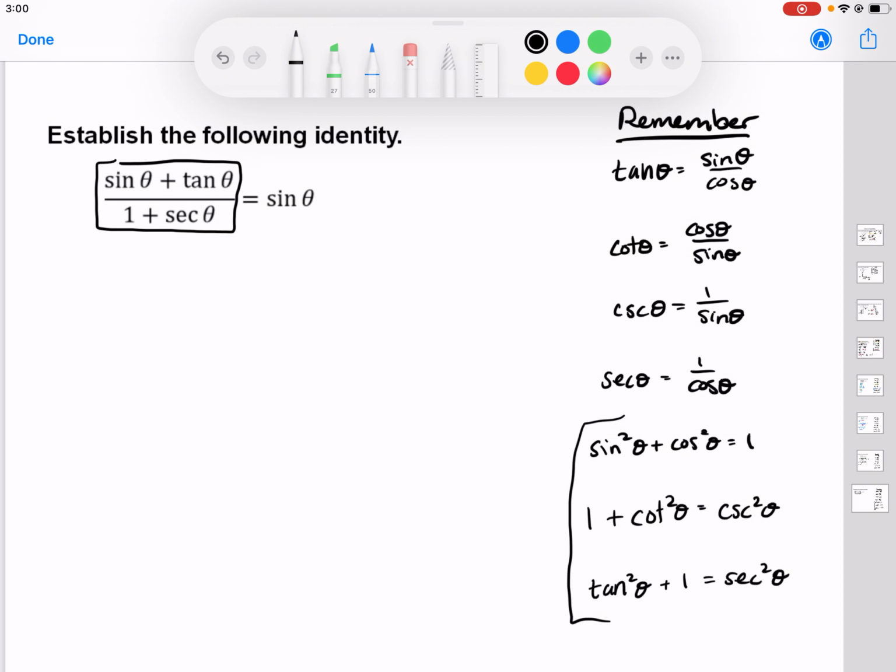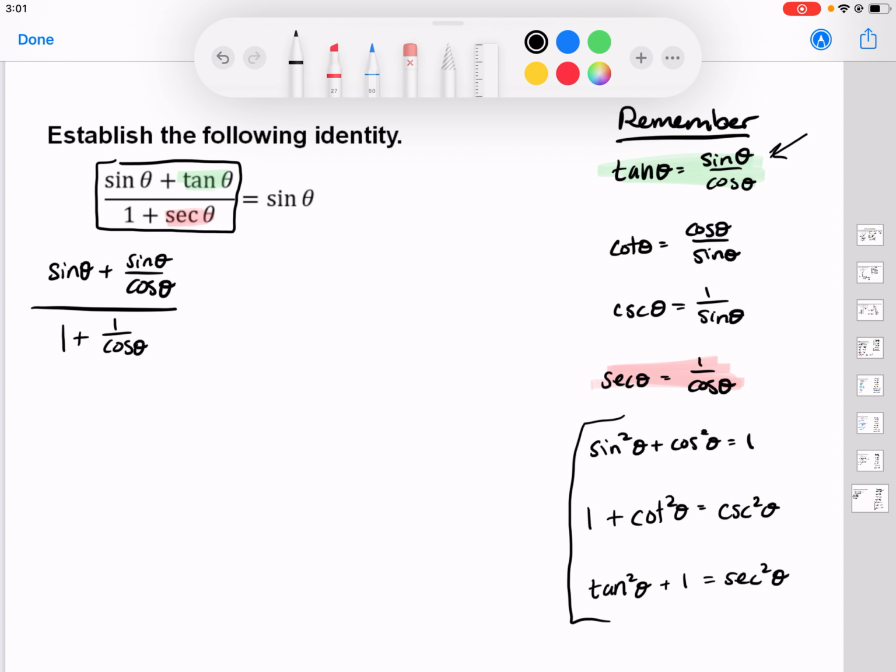It's pretty fun. So one thing I often do is if I see a tangent anywhere and it's not squared, I'll often switch it to sine over cosine. This is going to be like a fraction and a fraction. It'll look nasty, but it's going to be fine. So we got sine of theta plus sine of theta over cosine of theta. So that was this one right here. And then I'm going to go ahead and do the secant and convert that one too. So that's going to be the same thing as 1 over cosine of theta.